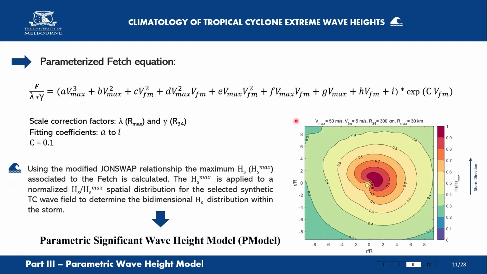In this picture, we have an example of this normalized HGS by maximum HGS spatial distribution for a tropical cyclone with the parameters Vmax 15 meters per second, VFM 5 meters per second, R34 300 kilometers, and Rmax 30 kilometers.